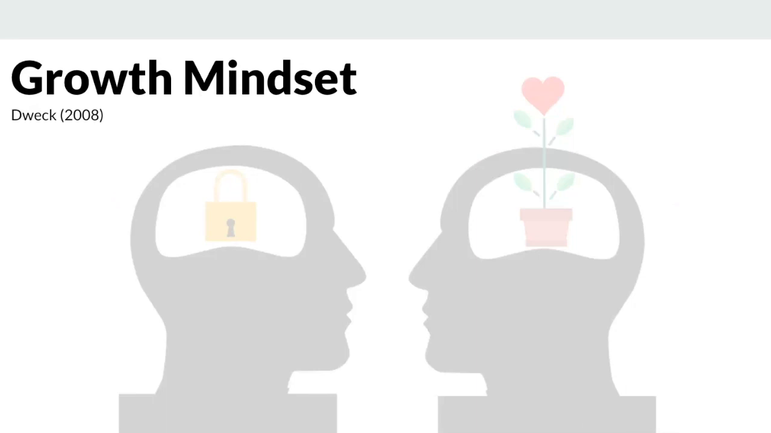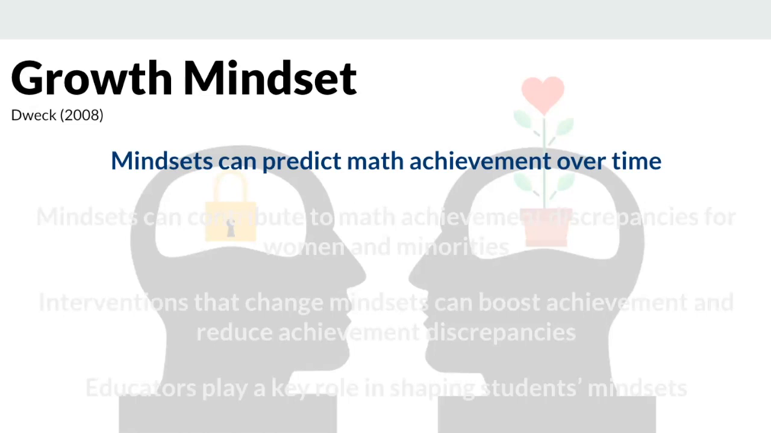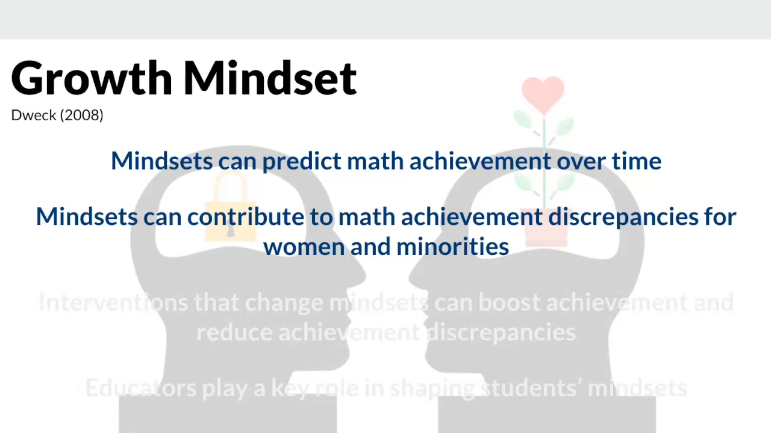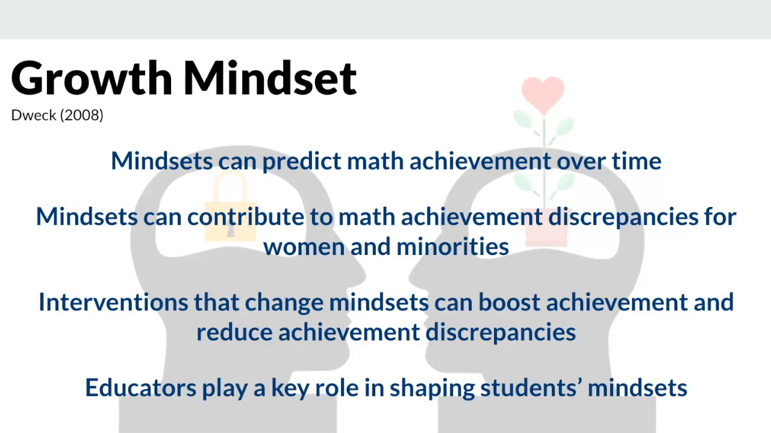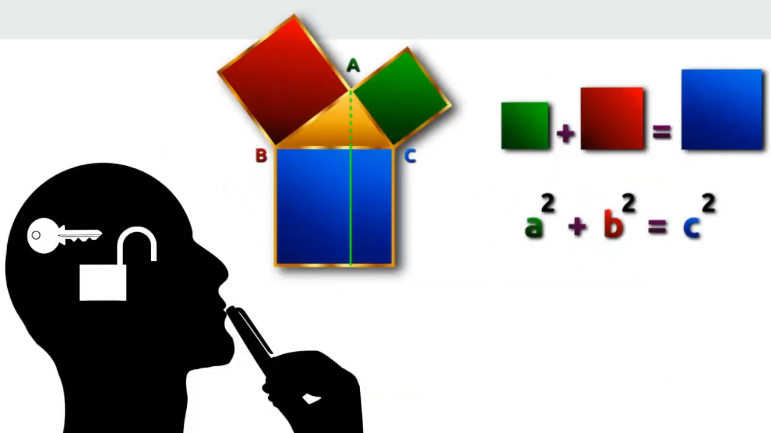Dweck reminds us of 4 important concepts related to mathematical mindsets. Mindsets can predict math achievement over time. Mindsets can contribute to math achievement discrepancies for women and minorities in particular. Interventions that change mindsets can boost achievement and reduce achievement discrepancies. And educators play a key role in shaping students' mindsets. We all are math people. As educators, we can help learners unlock their potential.